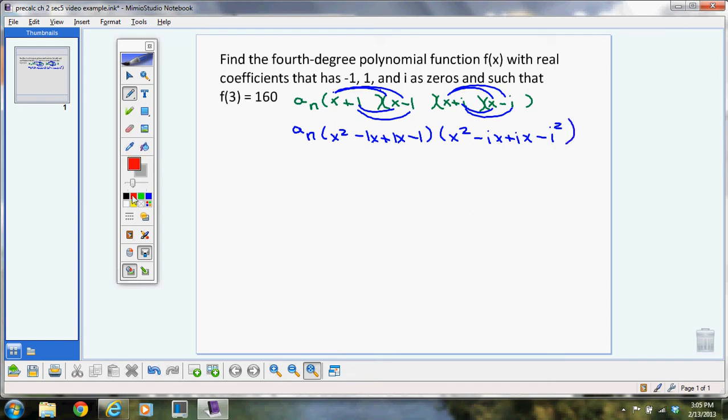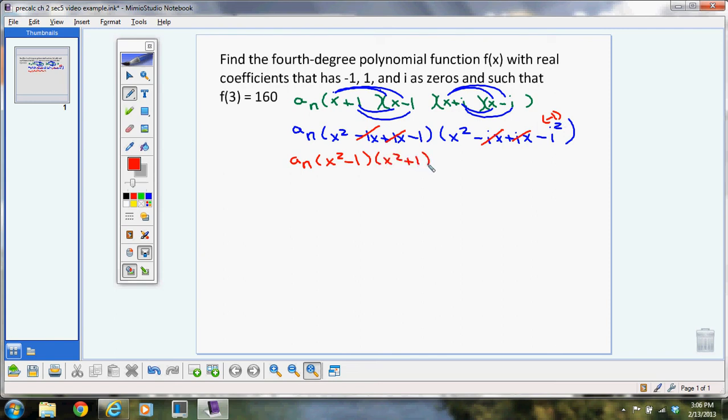Now we can do some simplifying here. The x's will cancel out here, so I'm going to have a sub n times x squared minus 1. And on the other side, the ix's cancel out. And don't forget, i squared is -1. So when you do minus a -1, that makes it x squared plus 1.